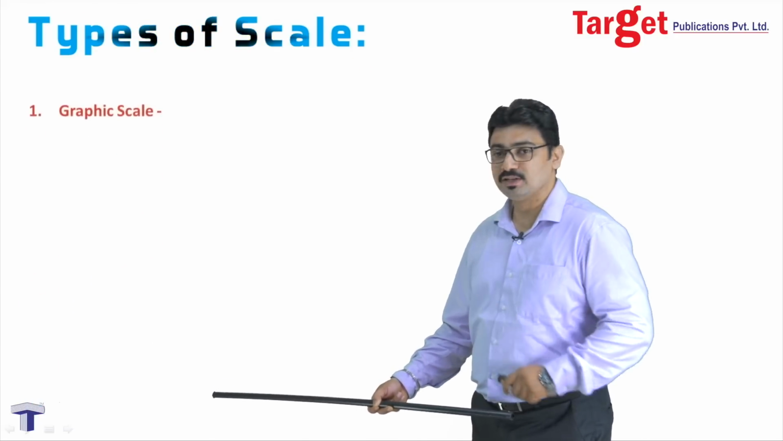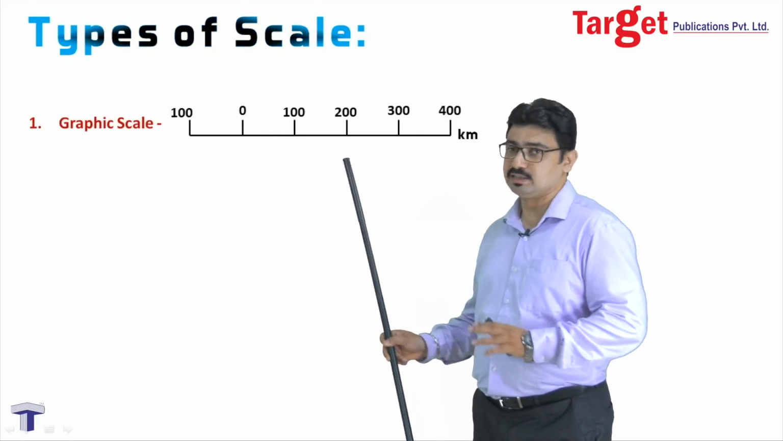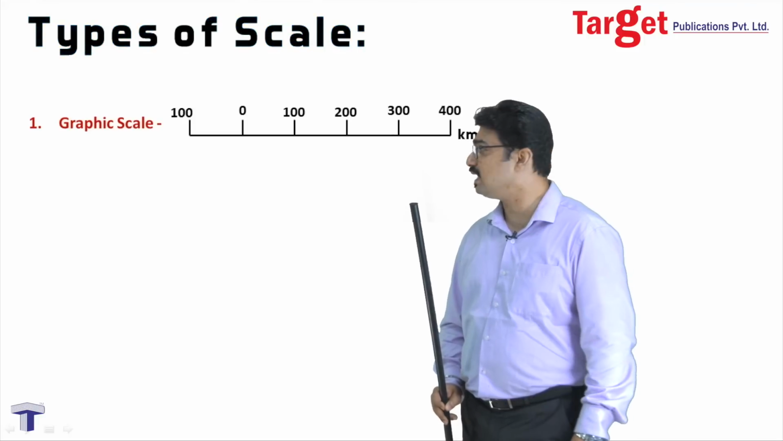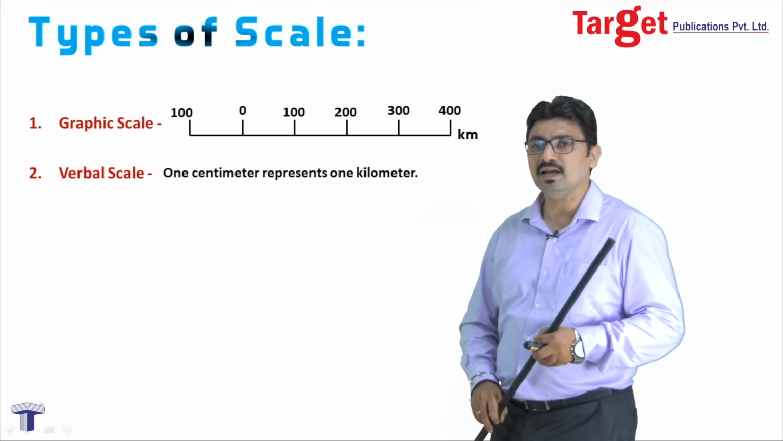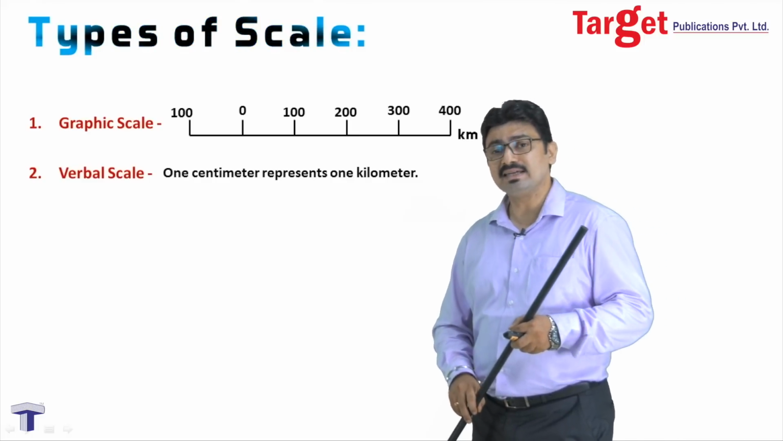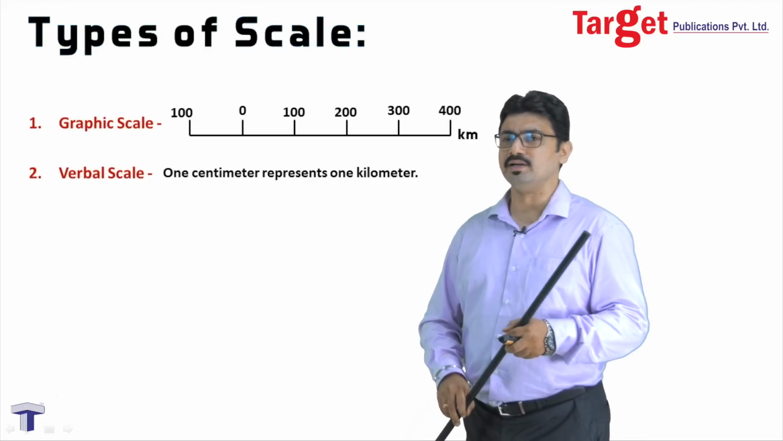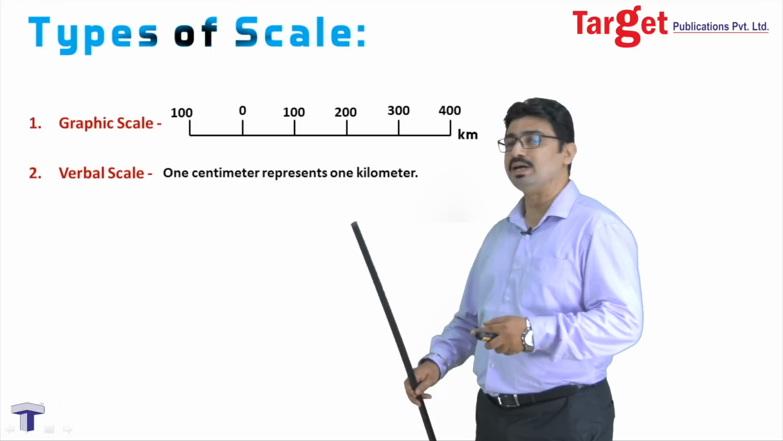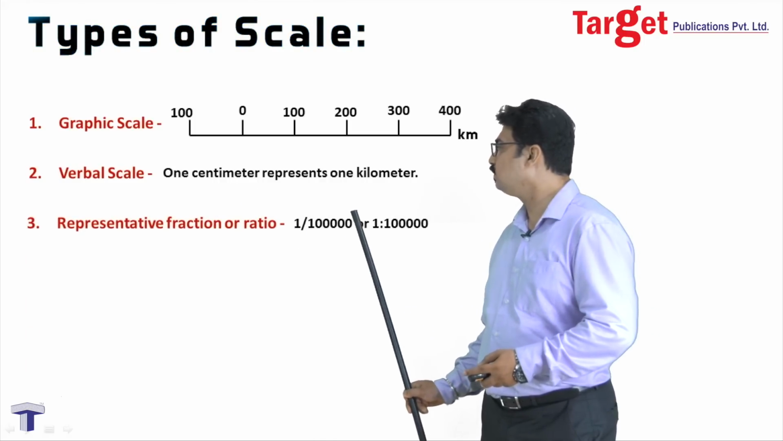The first type was graphical scale, where each centimeter is equal to 100 kilometers, is an example given over here. The next way of showing a scale is known as verbal scale. What do you mean by verbal scale? Verbal here means the scale is explained or mentioned with pure help of words. There is no graphical, there are no numbers, the numbers are written in words. That's why it is known as verbal scale. For example, 1 centimeter represents 1 kilometer.